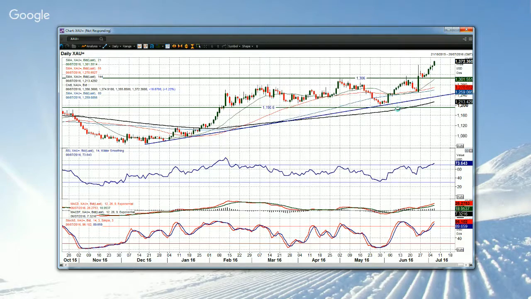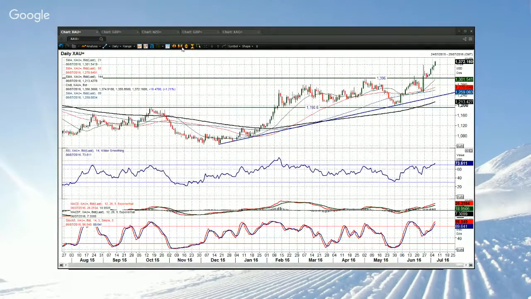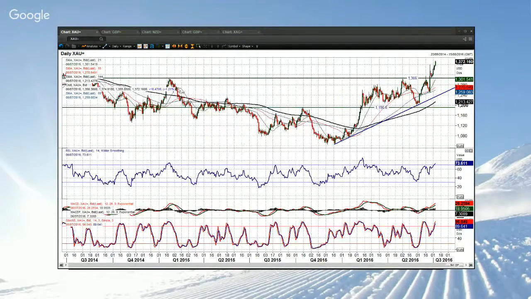I think on a medium to longer term basis, 1306 is ideal for a buying opportunity. It's that breakout level. It's that lovely long-term breakout level.